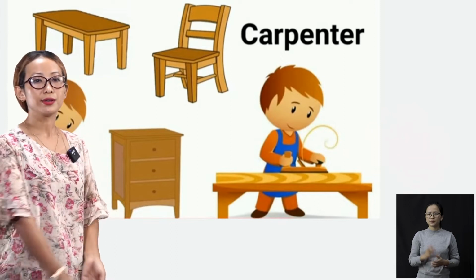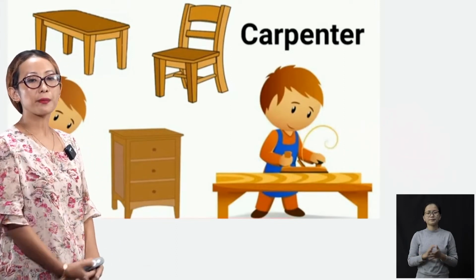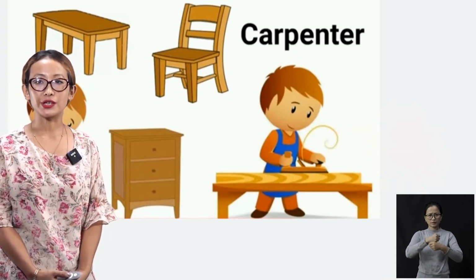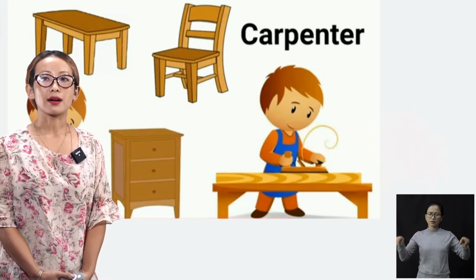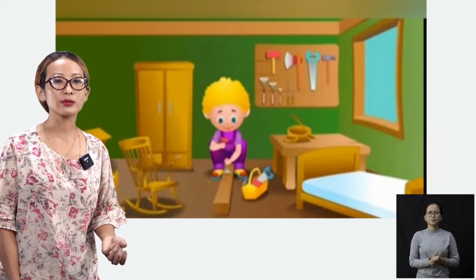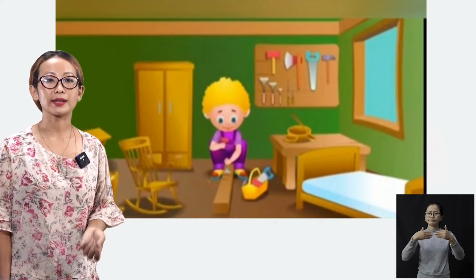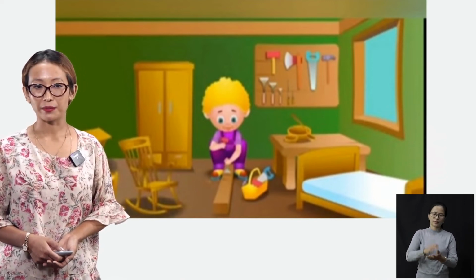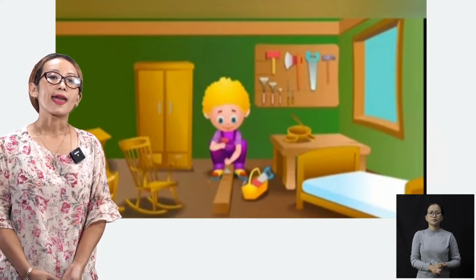So a carpenter, you can see here a carpenter. A carpenter is a person who helps us by making furniture using wood. A carpenter helps us by making a table, chair, bed, and so many things. Doors and windows in your house are also made by the carpenter. The main tools of the carpenter are a hammer and a saw.